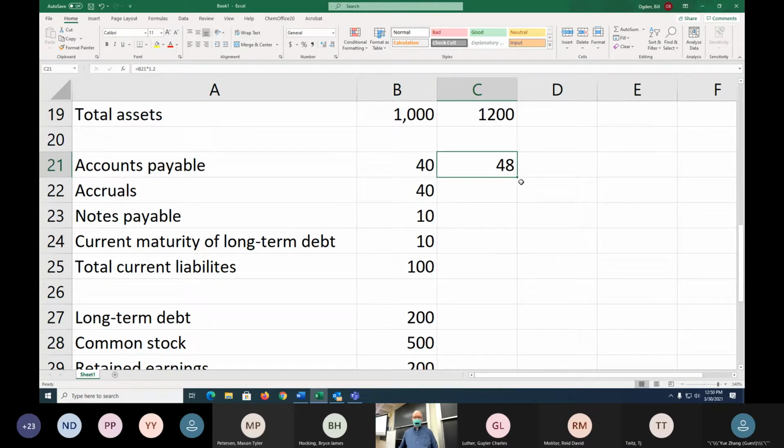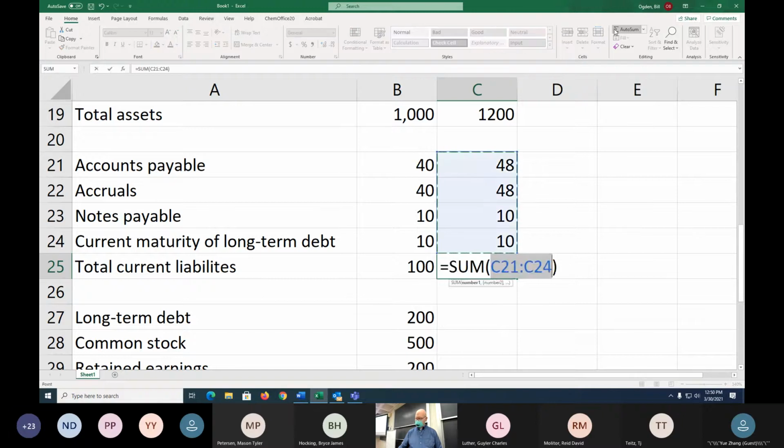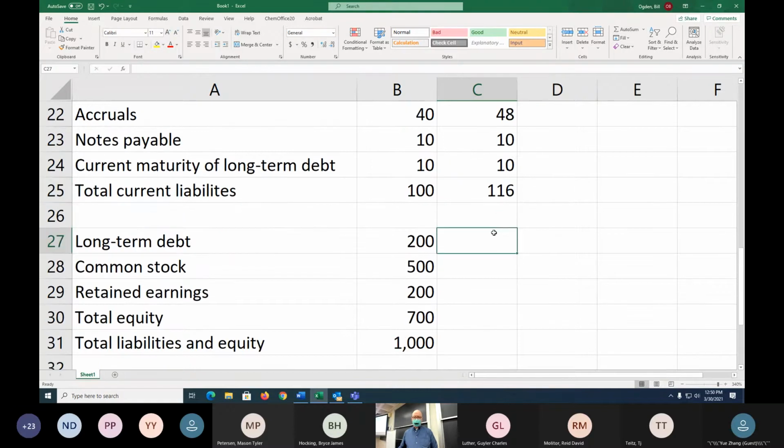Okay, so let's do the same to accruals. That's good. So let's leave these just as they are. Current long-term debt, and then let's add all this together. Okay, now let's do the long-term debt. Leave that alone for now. I won't say it'll stay this way. Okay. Common stock. Are we issuing new common stock because sales increased by 20%? No, not necessarily. In fact, not at all.